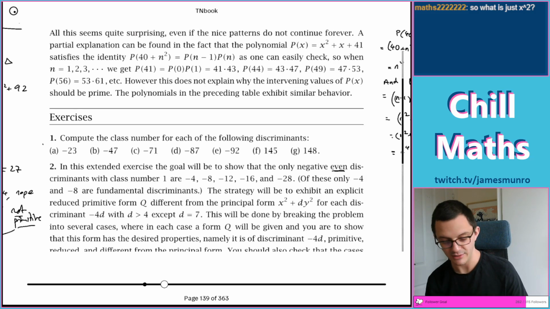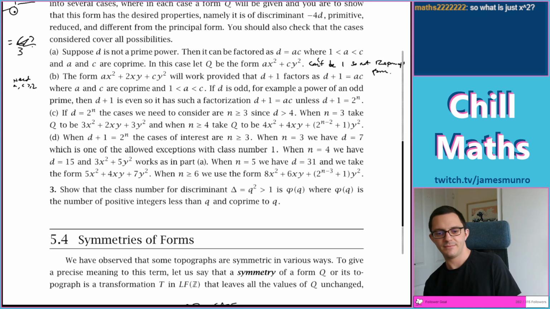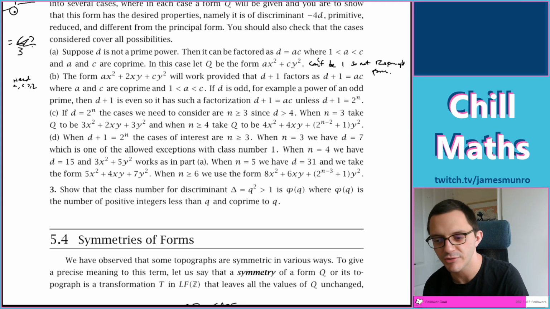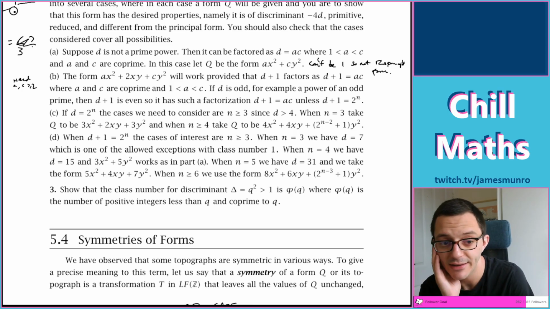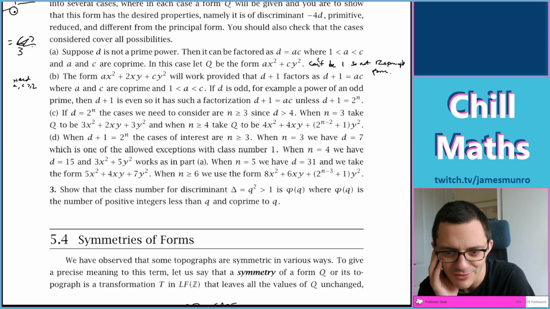Oh, did I get it? I did get it. Nice. Getting better on the page turns. Okay, so apparently by considering a whole bunch of weird quadratic forms, you can show that there are these other ones that don't take the same values. Fair enough. Okay.